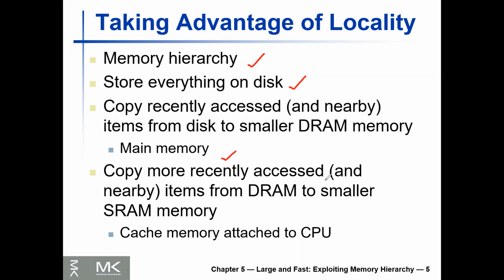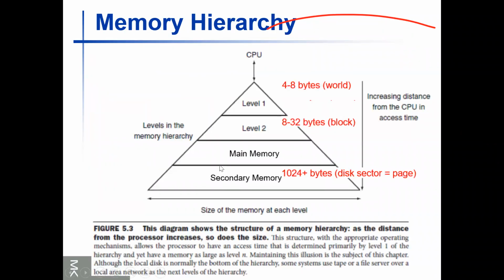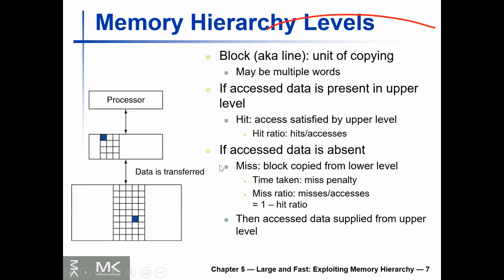Now copy more recently accessed and nearby items from DRAM, that is, from the main memory, to the smaller memory, which is SRAM, the cache we are talking about. So cache memory is attached to the CPU. I already explained this. The large amount of data is stored on the disk, and what you access from the disk comes into the main memory. Then more recently or more frequently accessed items come to the cache, so that the processor can continue execution without interruption. Now guys, what I just explained, you will also understand with this: this is a processor, here we have the cache, then here we have the main memory.